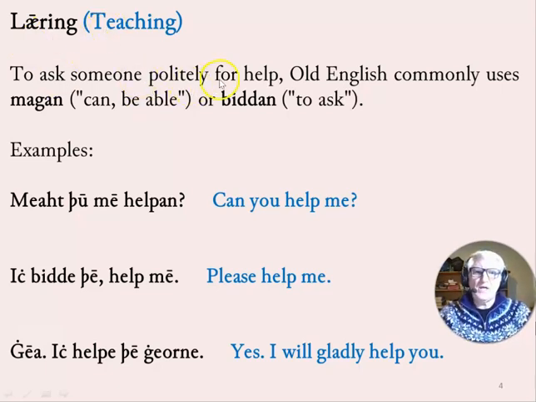To ask someone politely for help, Old English commonly uses magan, can, be able, or biddan, to ask. So some examples: Mecht thu me helpan. Can you help me? Ich bitte thee, help me. Please help me. Yeah, ich helpe thee gerne. Yes, I will gladly help you.